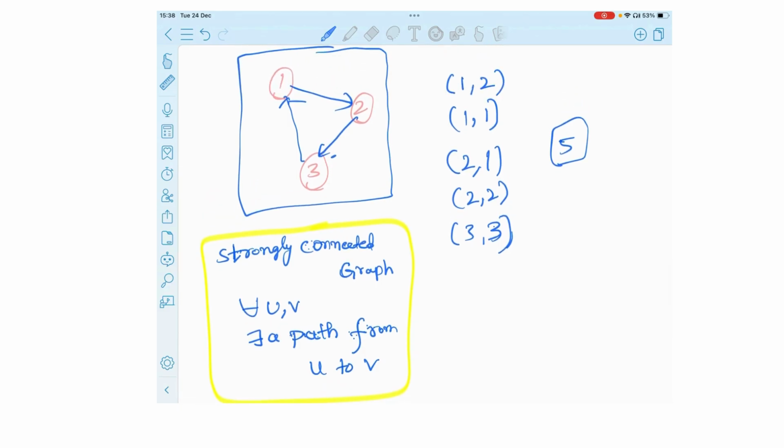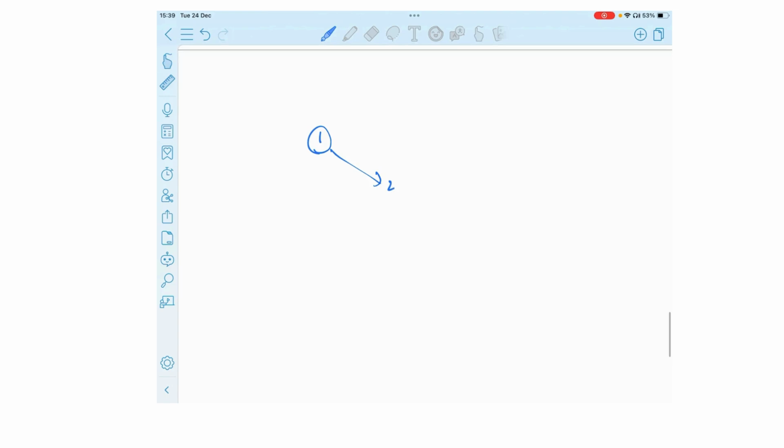Now, if you just take the graph that we have just formed, this is a newly formed graph. You can see that no matter whatever vertices you take, you can always travel in between these vertices. So given a strongly connected graph, how do we find the number of ordered pairs which are connected to each other?